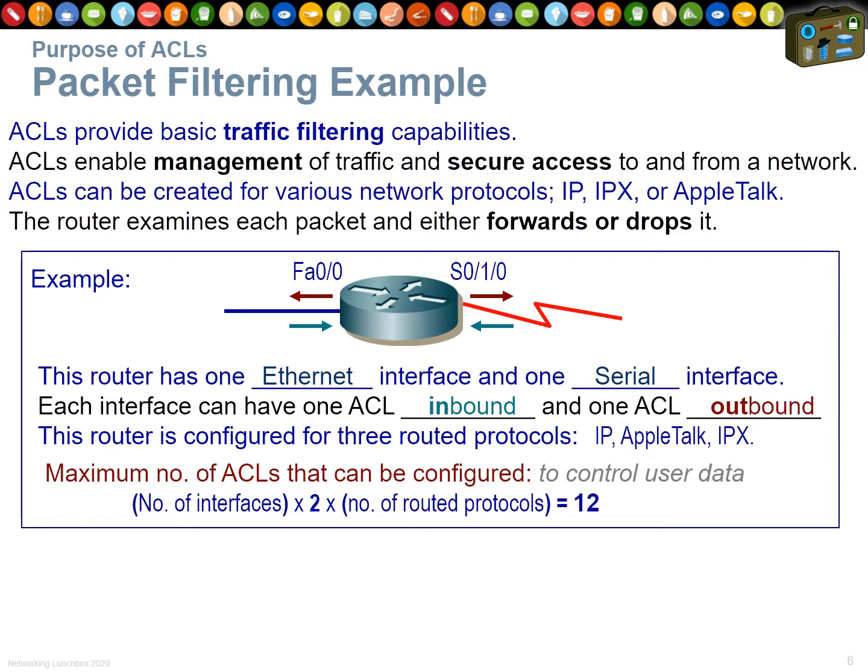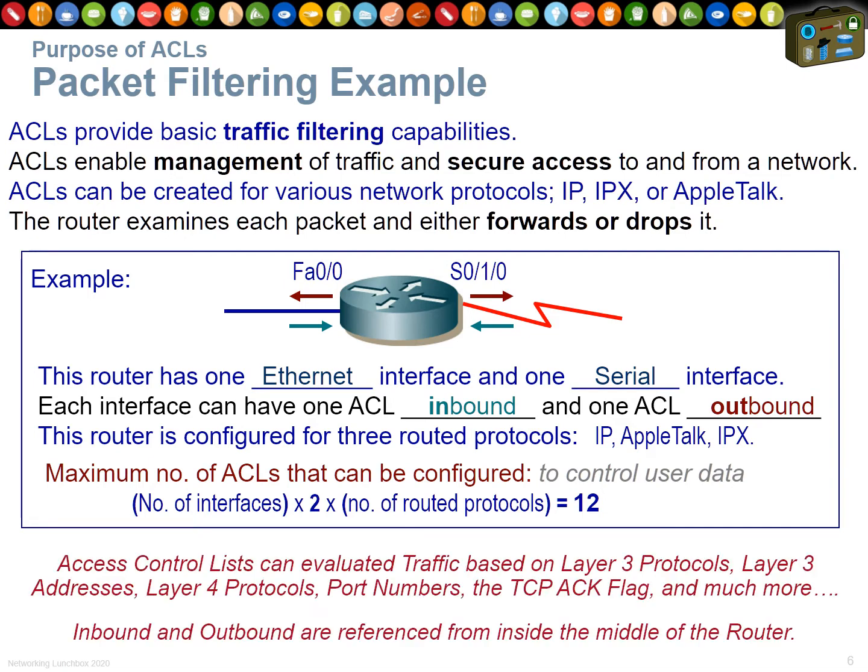The answer is 12. 2 interfaces times 2 directions times 3 routing protocols equals 12. Access control lists can evaluate traffic based on layer 3 protocols, layer 3 addresses, layer 4 protocols, port numbers, the TCP acknowledgement flag, and much, much more.